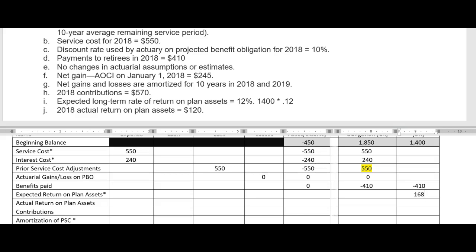Okay. Now, what offsets that? Well, again, plan assets minus PBO gives us a change here. So we're starting to correct that underfunded status. Notice now we're sort of saying, hey, wait, we were underfunded. Now we're sort of correcting that because we think we'll get 168 in actual return here. So that's a good thing.